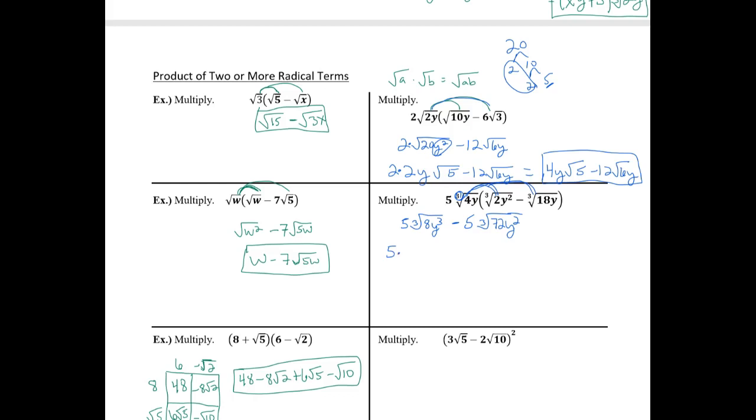So we have this 5. The cube root of 8 is 2, because 2 times 2 times 2 would give me 8. The cube root of y cubed is just y. The cube and the cube root undo each other. In the second term, we have that 5 still out front. And then we have to factor 72. 72 is 8 times 9. And 8 is a perfect cube.